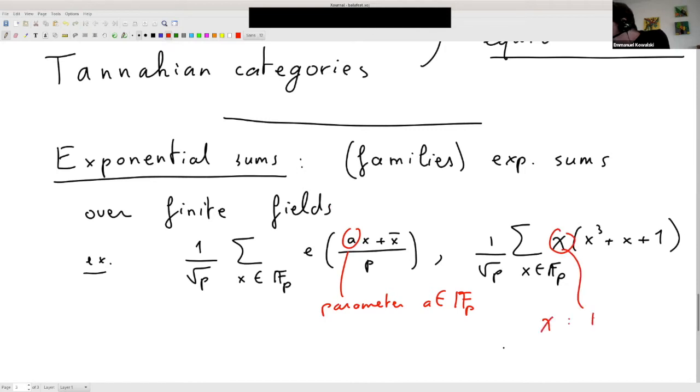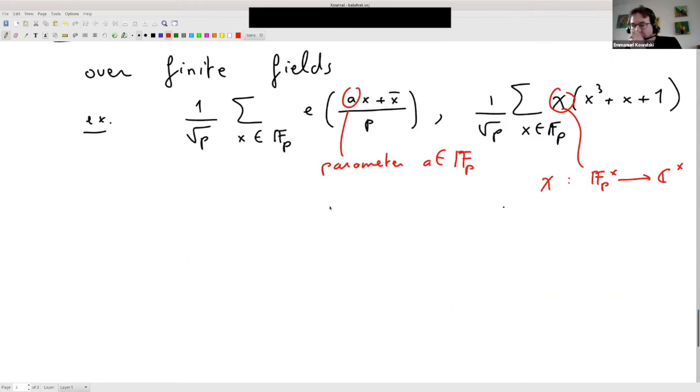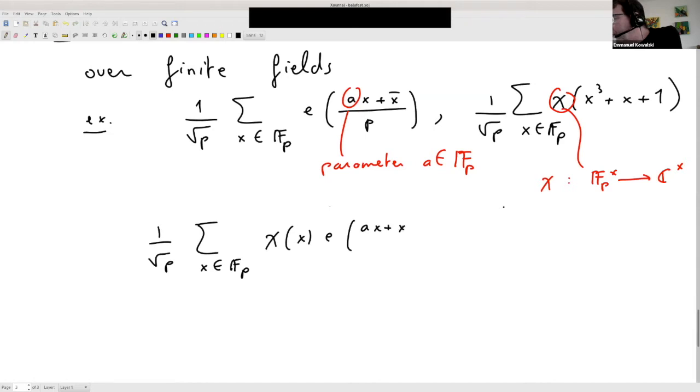What changes in this case would be the character chi, which as usual is a multiplicative character. So when I write chi, that's usually what I mean. And a bit later, we will have families where we could have two types of parameters. So we could have the sum of chi of x, e of (ax plus x bar) over p. So this would be a family with two parameters, one multiplicative, one additive.